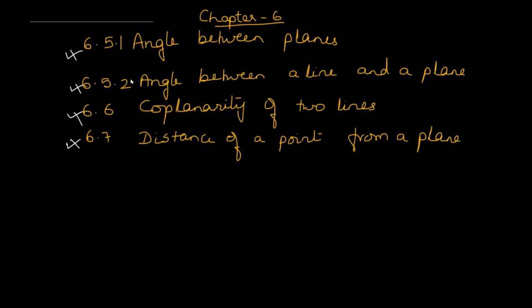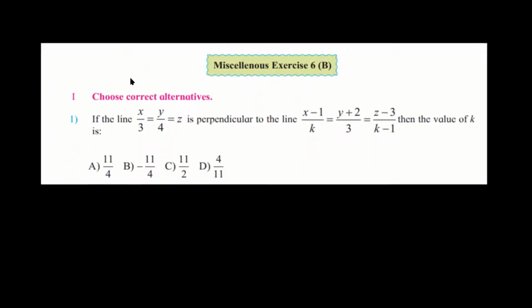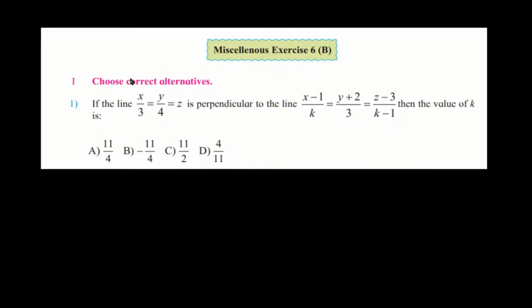Sums which are dealing with these concepts are not going to come for your board exam. So as a result, exercise 6.4, which involves these concepts, also has been deleted from your board portion. So we will not be going through exercise 6.4 or any of these concepts. So that said and done, let us begin with miscellaneous exercise 6b, the multiple choice questions which are given. Most of these multiple choice questions are to do with line and plane, the portion which is there for your exam. So let us do those questions now.